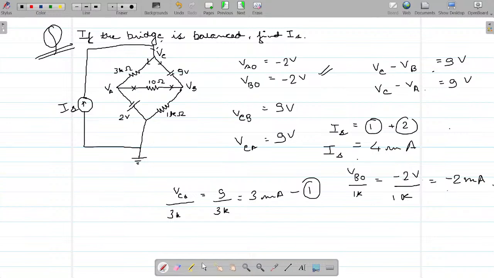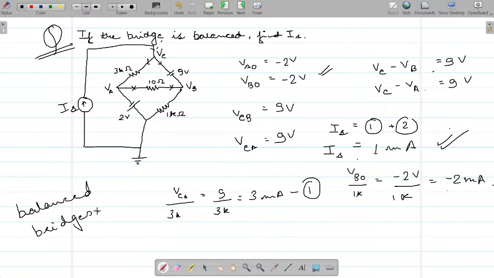And if you do the sum of these two, it will not be 4. It will be 3 minus 2 is equal to 1 milliampere. That was your answer. Okay? Does that make sense? As of now, do you have any doubts? All we have done so far are questions based on balanced bridges.